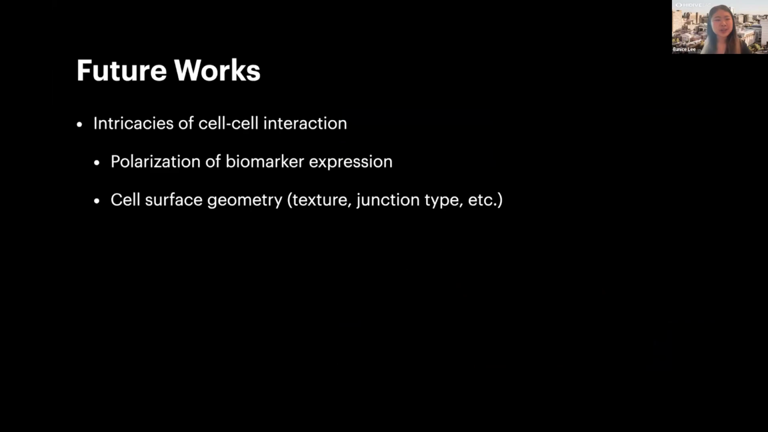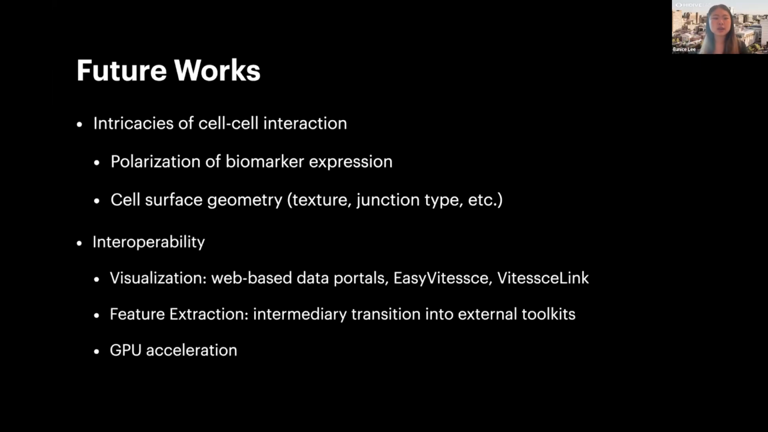So that's where InterSCellar is at right now. For future work, we understand that there are greater intricacies with cell-to-cell interaction, such as polarization of biomarker expression within these spaces, as well as different geometries of cell surfaces that can be affecting the way that cells are communicating with each other. So not just their proximity, but also their texture, how cells are junctioned with each other. Is it smooth? Is it like a knuckle feature? Things like that. And we also want to make the platform a little more interoperable with different data frames.